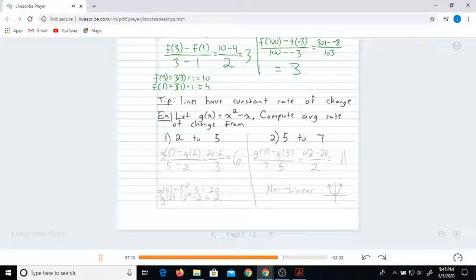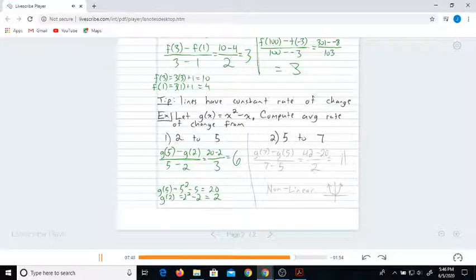Now let's look at a nonlinear example. So here in this next example we have function g. So if we want to compute average rate of change from 2 to 5, that would be g at 5 minus g at 2 divided by 5 minus 2. So denominator is 3. Now if you have to, go off to the side. g at 5, that's going to be 5 squared minus 5, which is 20. g at 2 is going to be 2 squared minus 2, just plugging it into the function, which is 2. So we got 20 minus 2 over 3, which is going to give us 6.